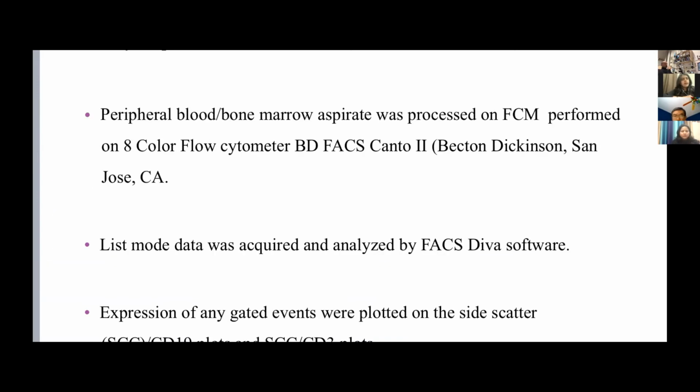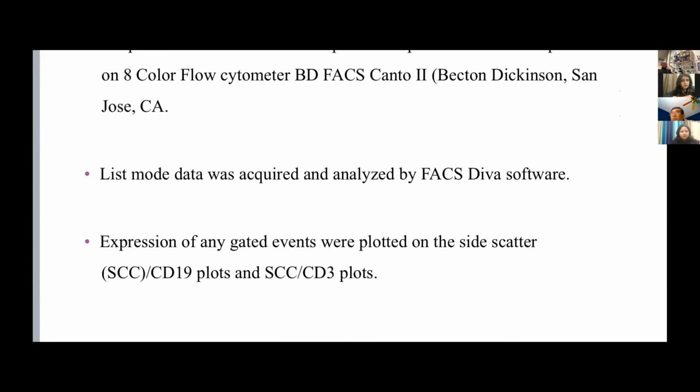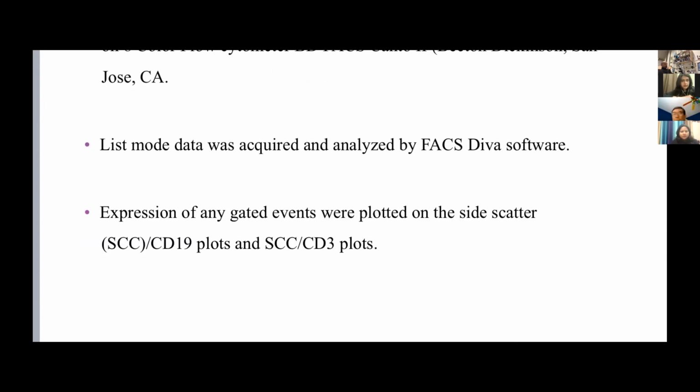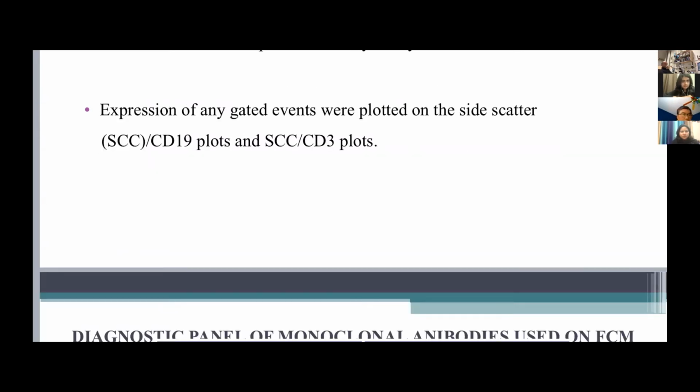Okay, so peripheral blood and bone marrow aspirate was processed on flow cytometry. It was performed on an 8-color flow cytometer, BD FACSCanto II, and the list mode data was acquired and analyzed by FACSDiva software. The expression of all the gated events was plotted on side scatter, SSC versus CD19 for B cells and SSC versus CD3 for T cells.